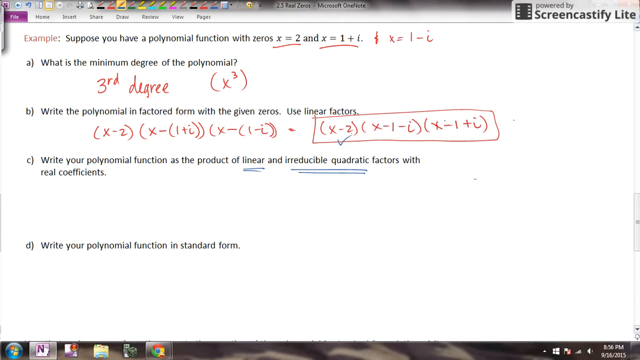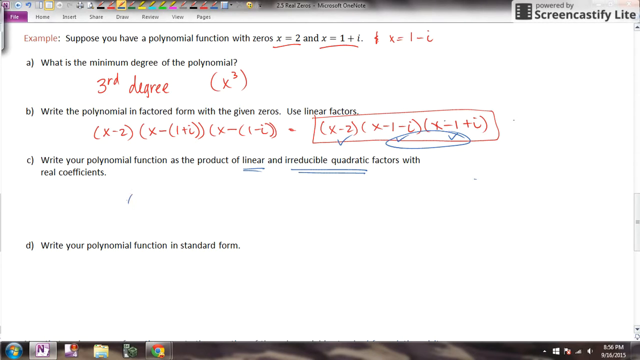So we got a linear suite, but this one's gross. So I want to get an irreducible quadratic for this guy, right? And they want real coefficients. They don't want imaginary numbers or complex numbers. So I could clean that up quite a bit.